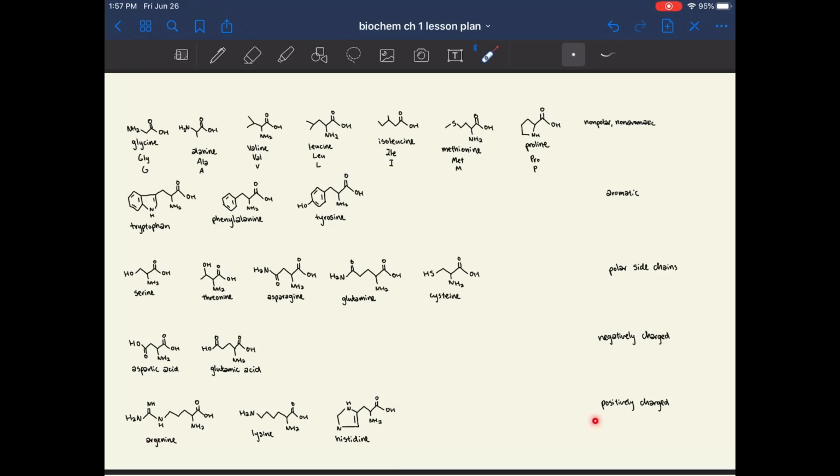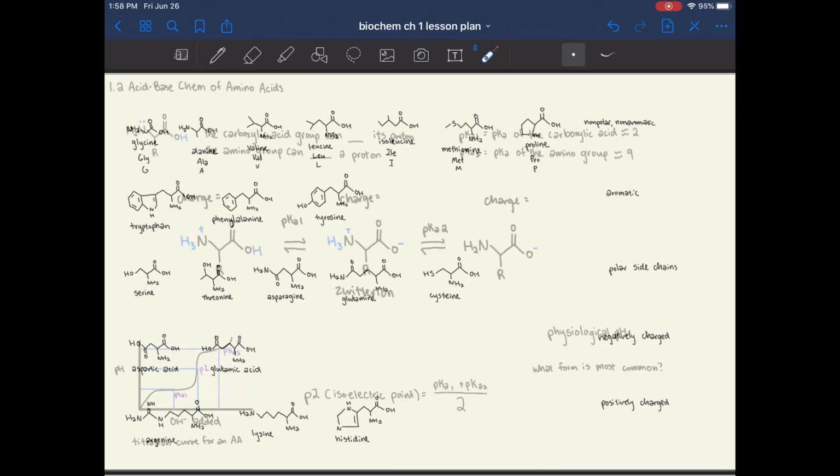So when you have these amino acids in your body, they tend to have a negative charge on their R group. The next group are your positively charged amino acids, and they tend to be positively charged because they have nitrogens in their R group that tend to pick up a proton and become positively charged.